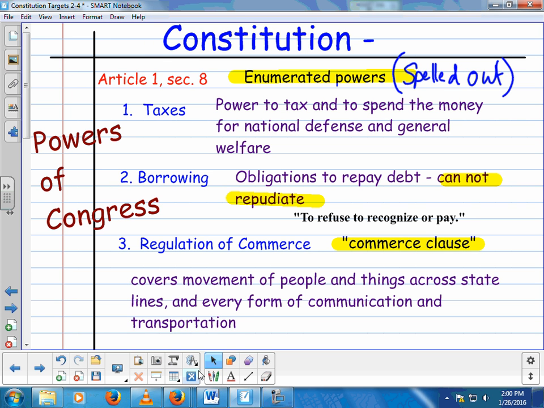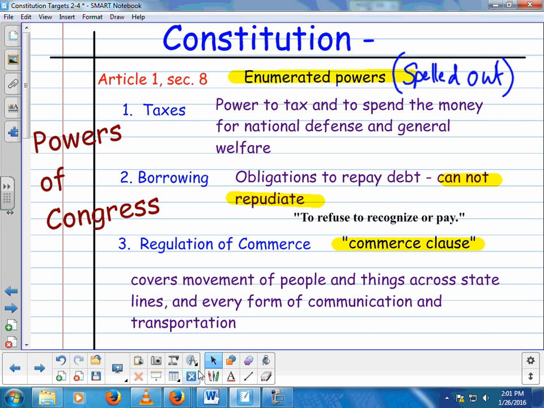The issue here is that the power to tax lies in the hands of Congress, and to spend money for national defense and general welfare. That's their job. They run the government. They cannot run the government without money to do so. So the power to tax exists, and that's, to be honest, why it's number one on the list. You need the money to be able to move forward.